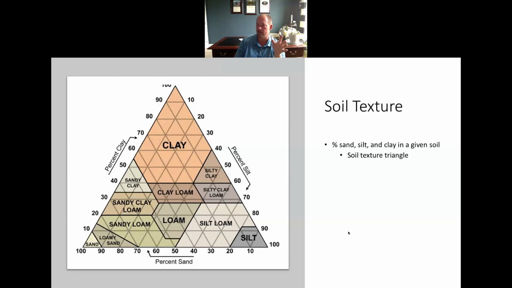The other thing that we want to talk about again, and we've talked about this in a few other sections, is soil texture.